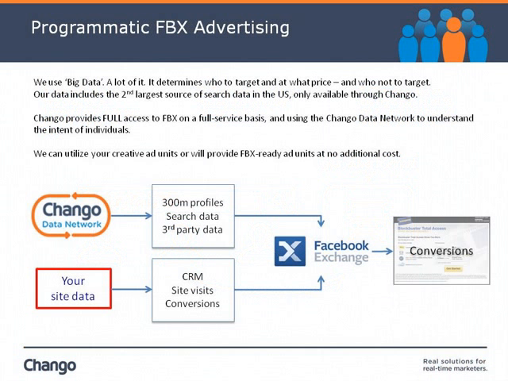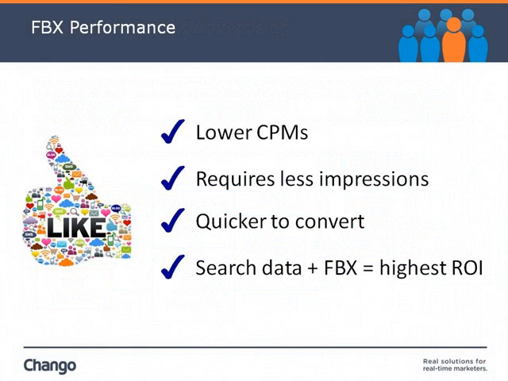And so to summarize what we call programmatic FBX advertising, it's this idea of combining, in our case, lots of third-party data such as 300 million search profiles, but also any other third-party data sources that perhaps you might want to use, along with your own first-party data, which most commonly is site visitation data, but we're also importing massive retailer and travel organization CRM systems and using that data to make those sorts of decisions.